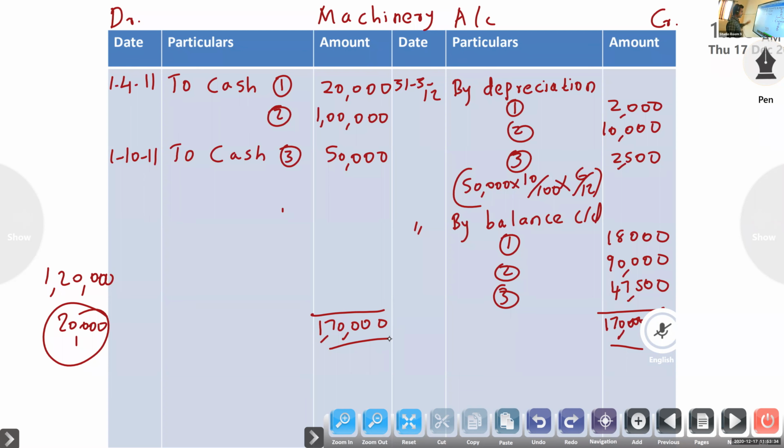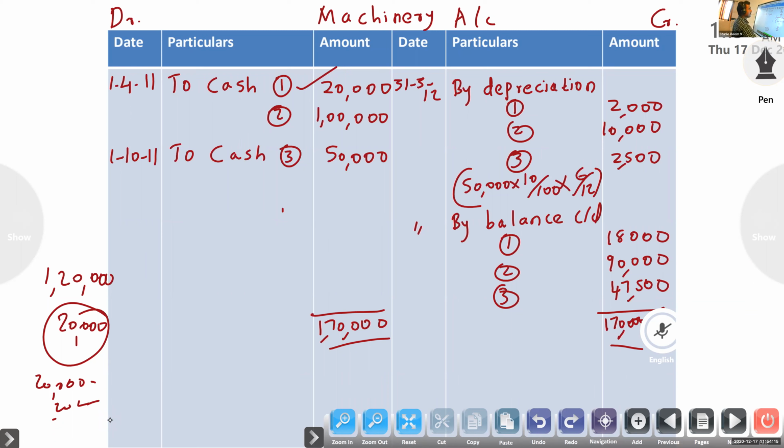So why do we divide it into two? Because on 1st October 2013 we sold not the full one, but only part of the original cost 20,000. If you write 1,20,000 also no problem. But at the time of sale, we have to find out the sold machinery's current value. So you have to make a working note: 20,000 minus 2,000, then second year balance, like that. If you do this, then it will be easy.